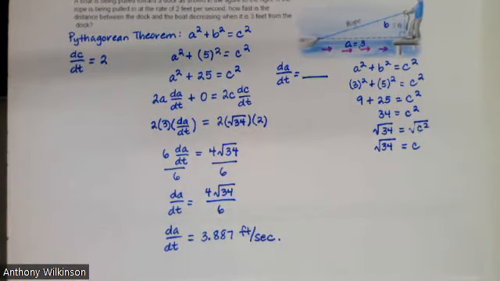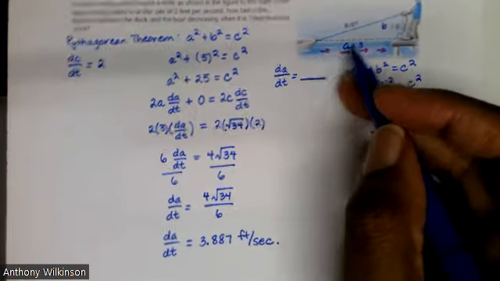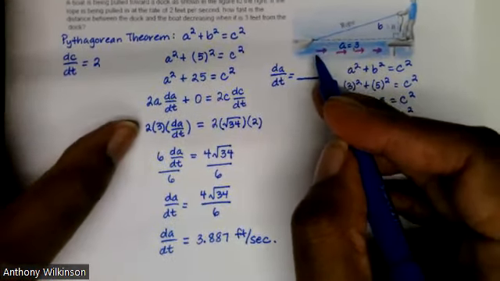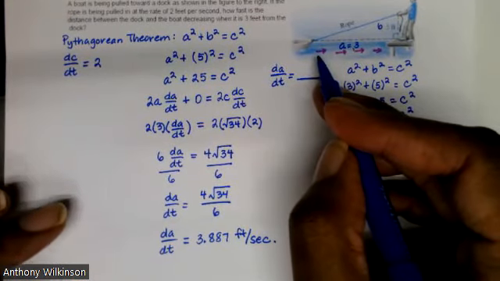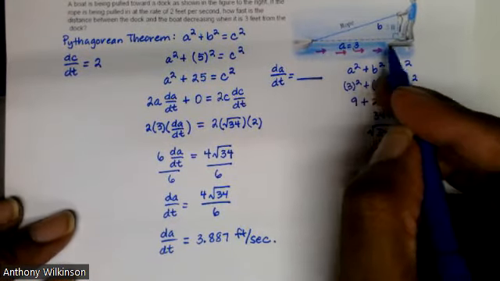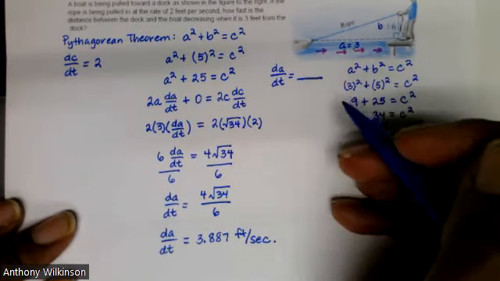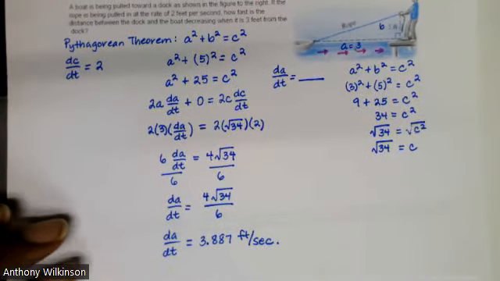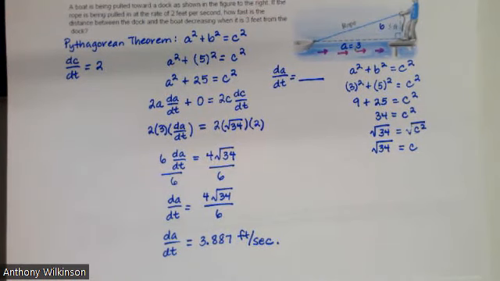So to answer that question here, the speed that the distance between the dock and the boat is decreasing when it is 3 feet from the dock. That distance is decreasing at 3.887 feet per second.